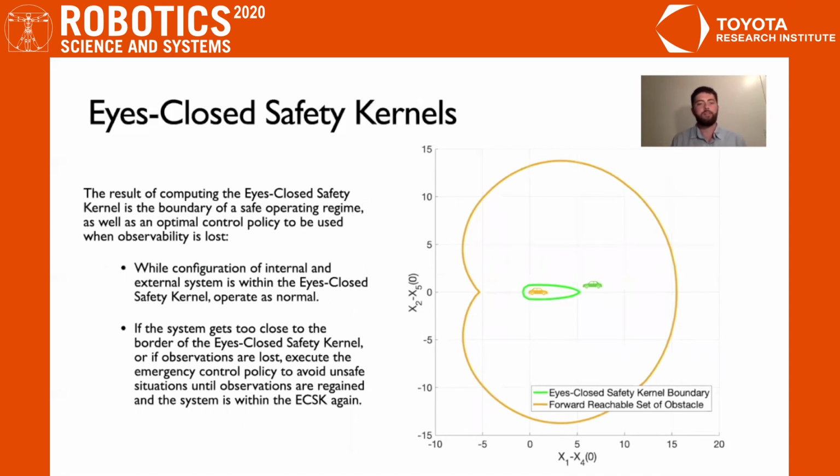The result of these computations can be used to maintain safety of the internal system despite potentially losing observability. This can be done using the following procedure. So long as the configuration of the internal and external system stays within the eyes-closed safety kernel, the internal system can be controlled to achieve whatever control goals that system may have. If the joint system gets too close to the border of the eyes-closed safety kernel, or if observations are lost at any time, the internal system should execute the emergency control policy in order to avoid unsafe situations, until observations are regained and the system is back within the eyes-closed safety kernel.